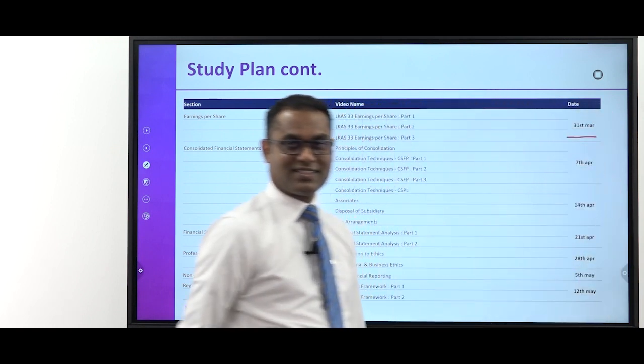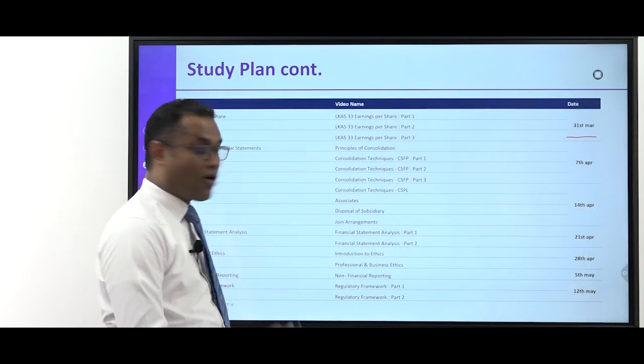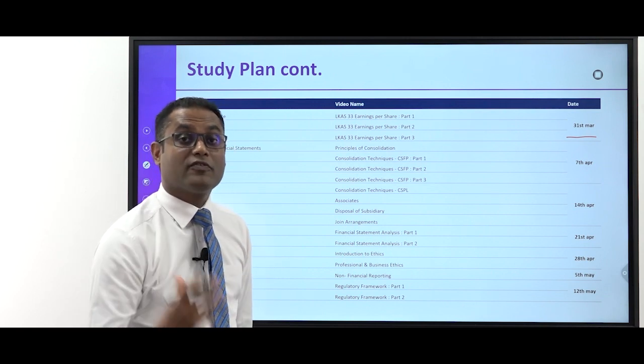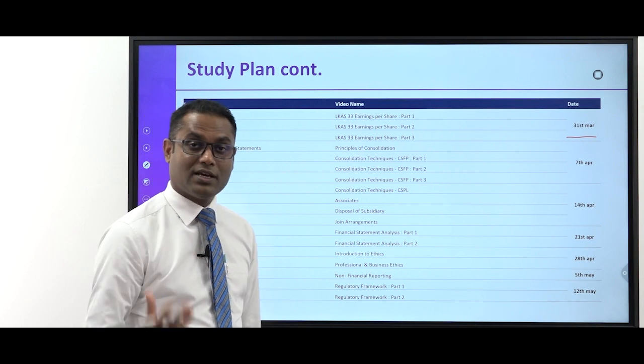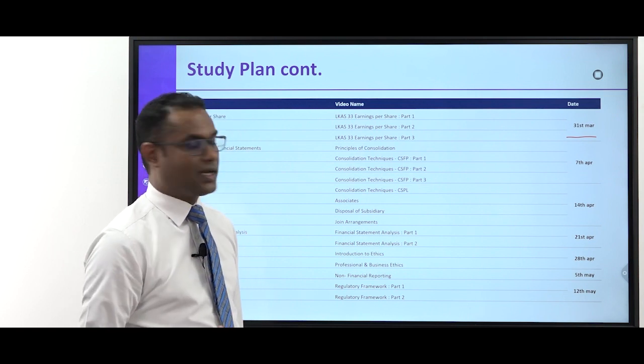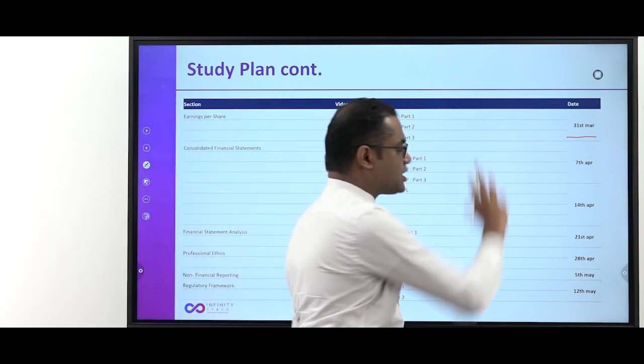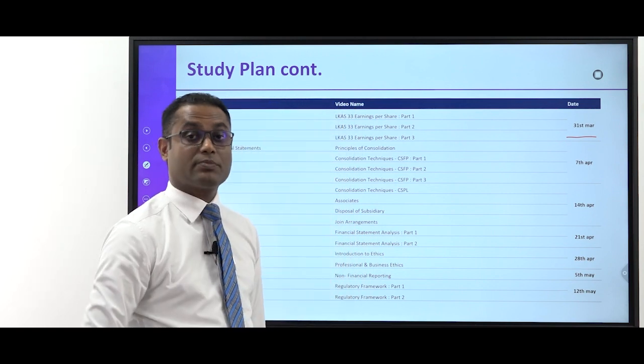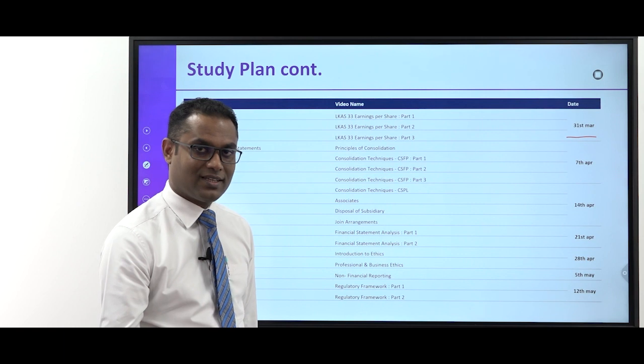So by 31st of March, we are done with all the accounting standards, which is the bulk of the syllabus, having 50% of the weightage. By 31st of March 2023, we cover all the accounting standards plus the conceptual framework. Clear?